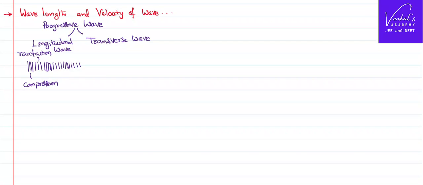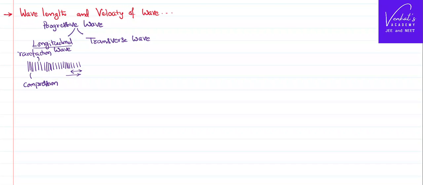If you notice a little carefully, the particles of the medium are vibrating along the x-axis. The direction of the wave motion is also along the x-axis. If the direction of the particles and the direction of the wave motion are the same, that kind of wave is called a longitudinal wave.